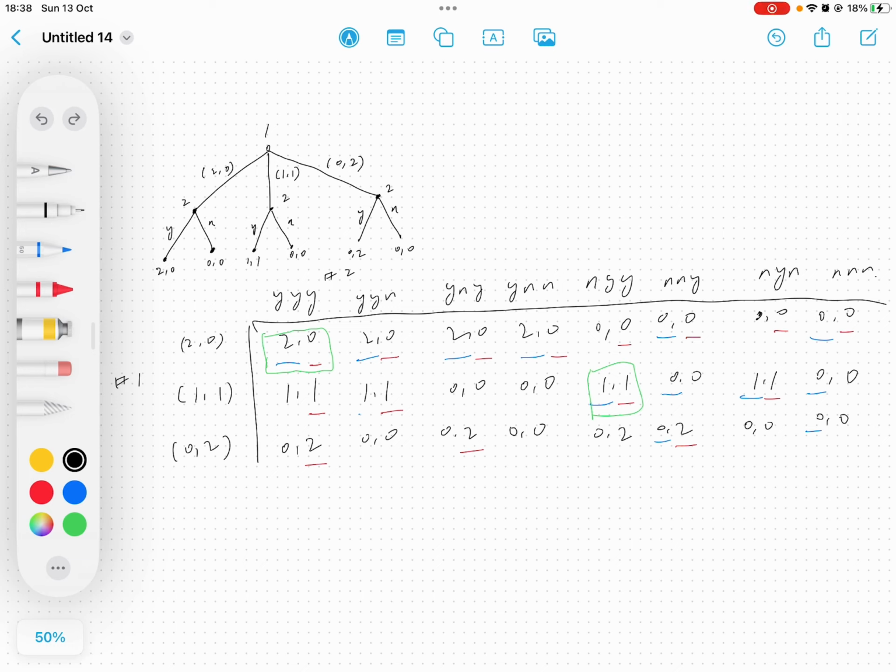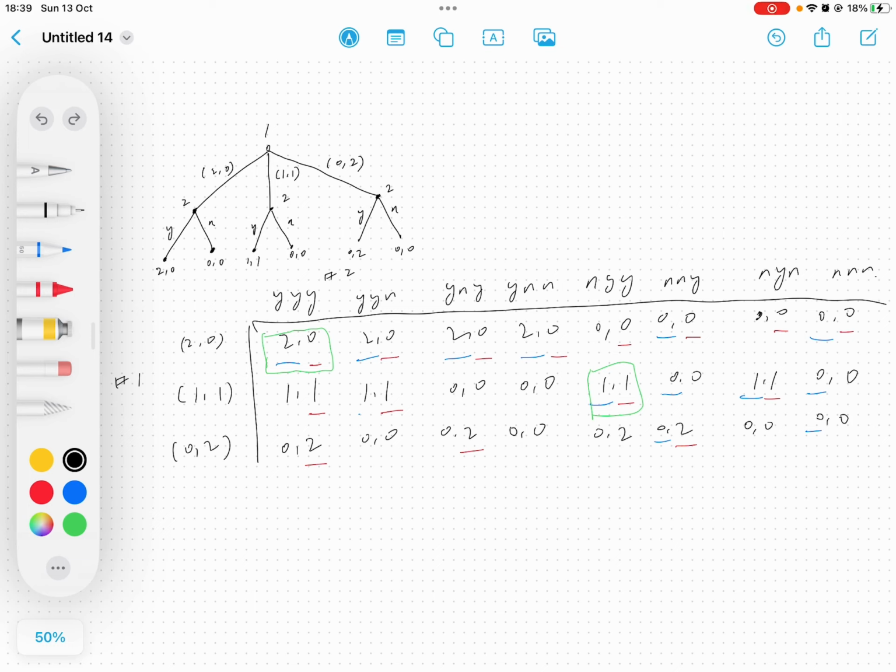Those three letters simply denote the different actions after each of those histories. The first letter is this action here, this y, and the last y is this y. So those are all the plans that player 2 has, all those different combinations for player 2 to make.